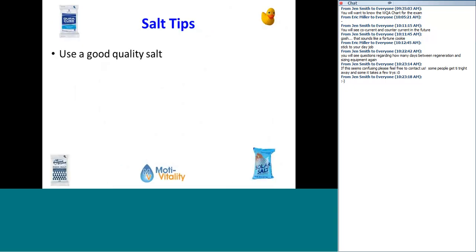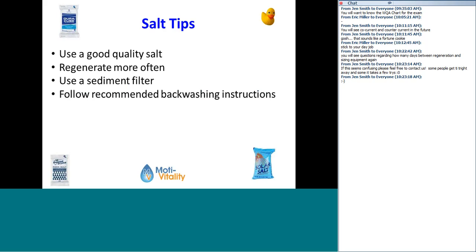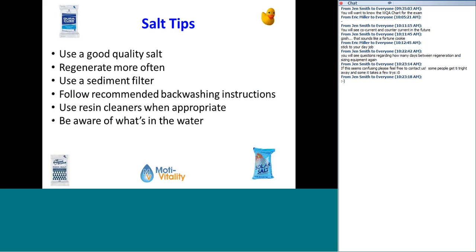Salt tips: use a good quality salt, regenerate more often, use a sediment filter, follow recommended backwashing instructions, use resin cleaners when appropriate, so if you have a lot of iron in the water, and be aware of what's in the water. Things like oxidizing agents like chlorine will basically turn the resin to mush. It's going to destroy the resin. So you've got to take chlorine out. If you have a water softener on city water with chlorine in it, then you need to take the chlorine out because it'll destroy the resin.